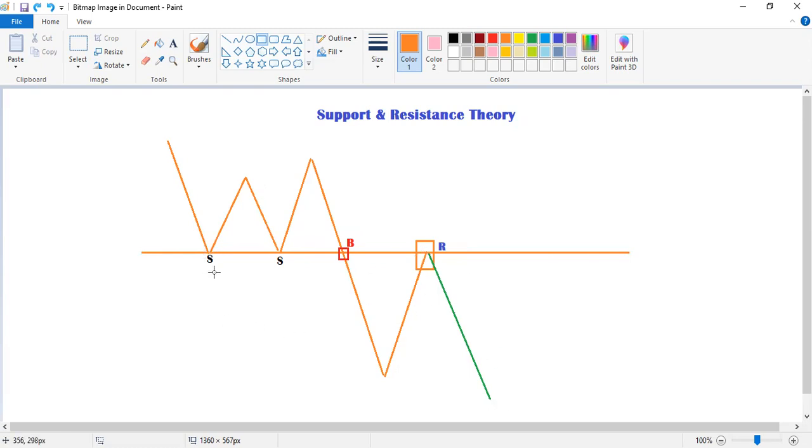Over here on the left, we have an S signifying support. We had price coming down, down, down until it reached this horizontal line. For whatever reason, it bounced up and then dropped down again, and then bounced there again, and then went up. And on the third time, price did not bounce. Instead, it broke that support level, hence the letter B.